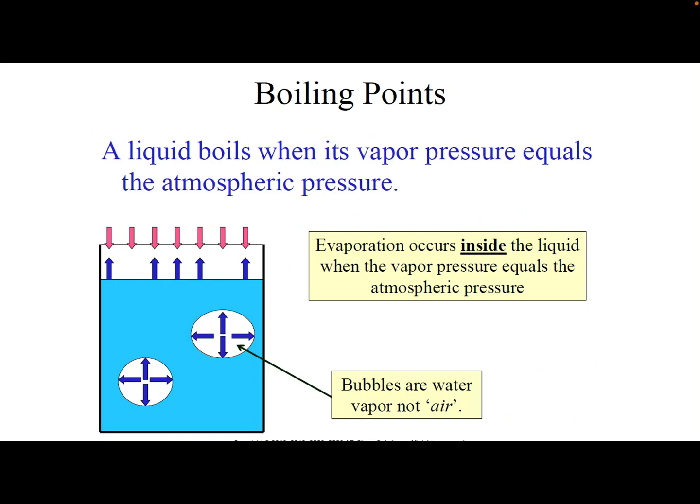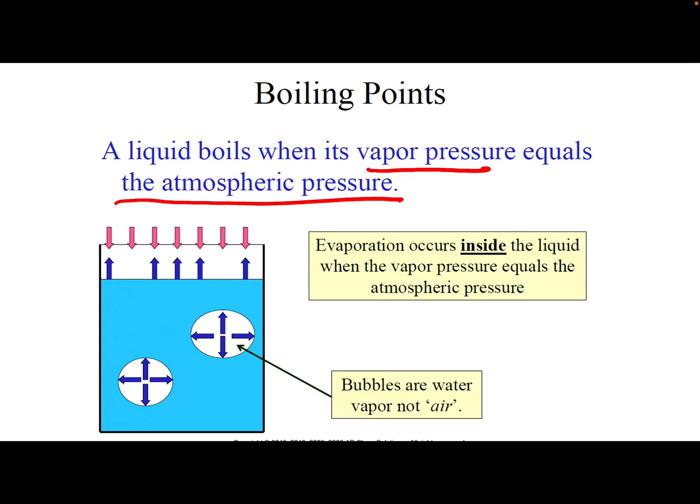Boiling points, a liquid boils when its vapor pressure equals the atmospheric pressure. Evaporation occurs inside the liquid when the vapor pressure equals the atmospheric pressure. And those bubbles that happen when you bring something to a roaring boil, they're actually water vapor. They're not air.